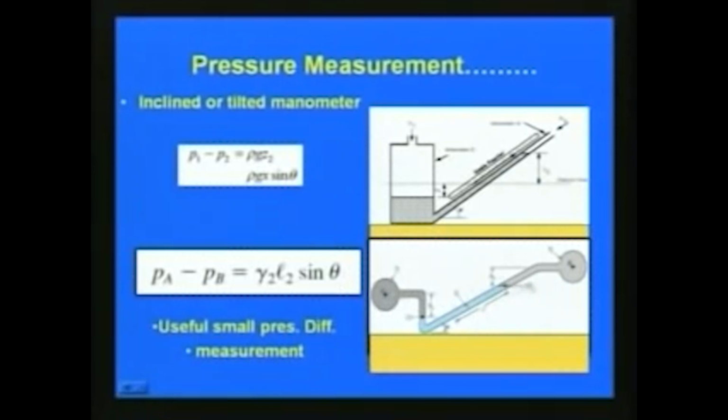We can also have a tilted type of manometer like this, where this manometer is connected to pipes at locations A and B. If L2 is the distance measured between this level and this level, and gamma 2 is the specific weight of the manometric liquid inside, then P A minus P B is equal to gamma 2 L2 sin theta, with respect to this figure. This kind of inclined or tilted manometer is useful to measure very small pressure or pressure differences. It is better than the previous one we discussed, since it can measure with more accuracy.